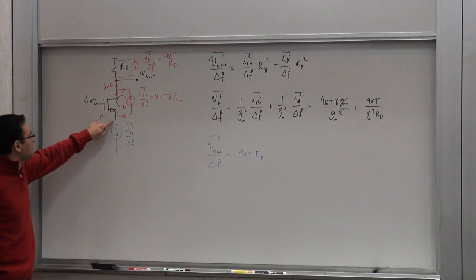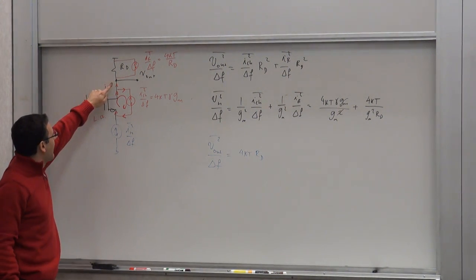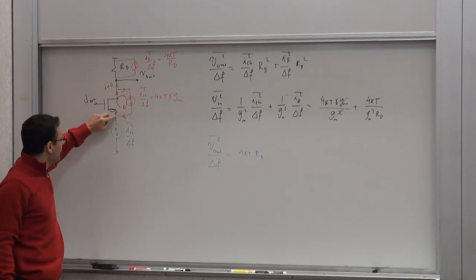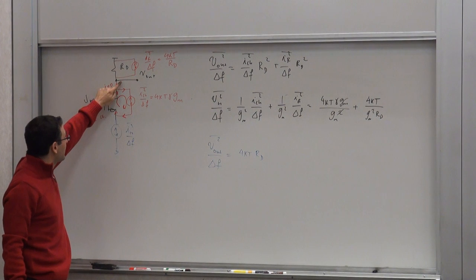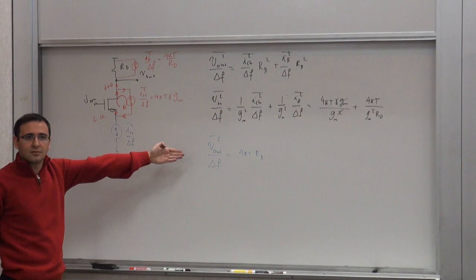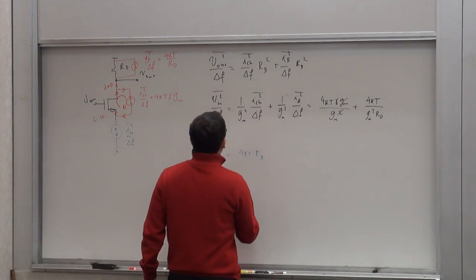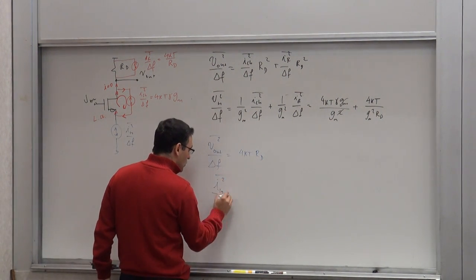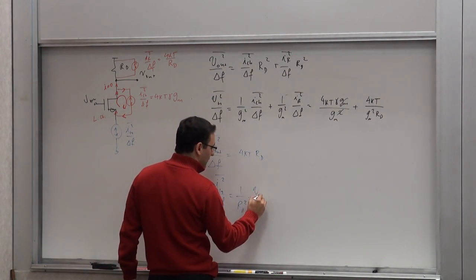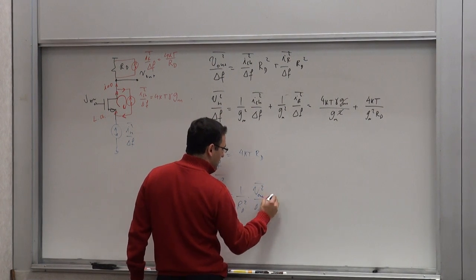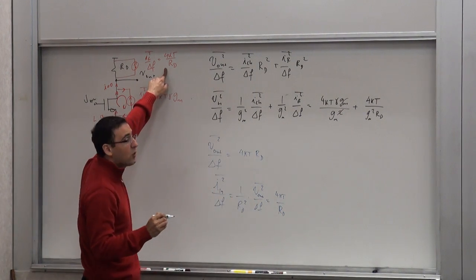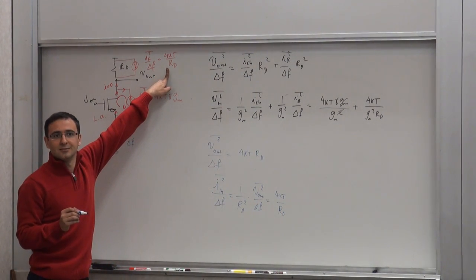Well, what's the current gain from here to there? One. And that current converts to voltage through this RD. So the gain from this current to that voltage is RD. So I have to divide this by RD squared. Right? So the input referred current source due to this is going to be 1 over RD squared times V out squared over delta F, which is basically 4kT RD. Which should not be that surprising because that's the current noise of the load.